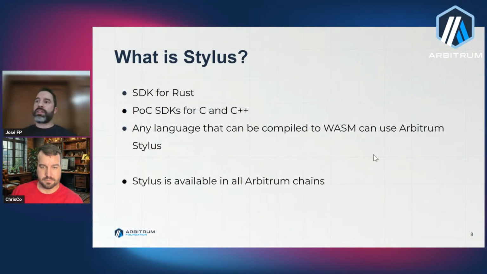So we are currently focusing on an SDK for writing smart contracts in Rust, and we also have some proofs of concept, well, they are fully functional, but smaller SDKs for C and C++. But actually, today, any language that can be compiled to WASM can use Arbitrum Stylus, and we have examples of smart contracts written in Zig and AssemblyScript, in case you want to take a look. And just a reminder that Stylus is now available on all Arbitrum chains: Arbitrum 1, Nova, and testnet Sepolia.